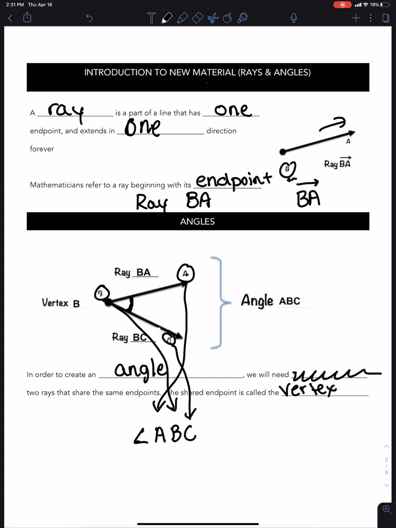So this also could be called angle CBA. Or, there's one other way that you can write the angle, and that's just by going by the vertex. And so we could just say angle B. And that's just by going by the vertex, right? We're not going to really be using that, but those are the three ways that you can write the angle. Just always make sure that the vertex is in the middle.